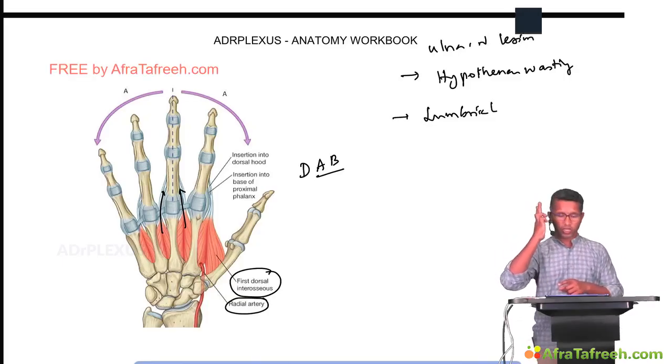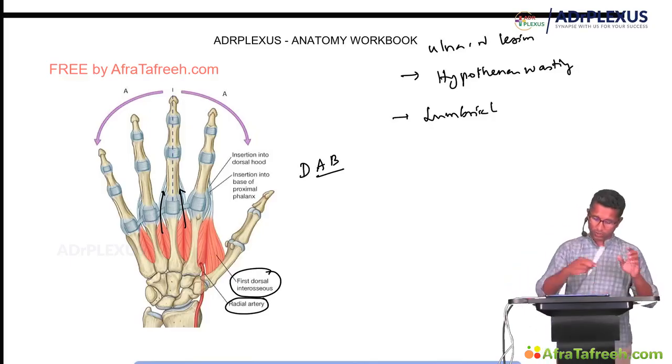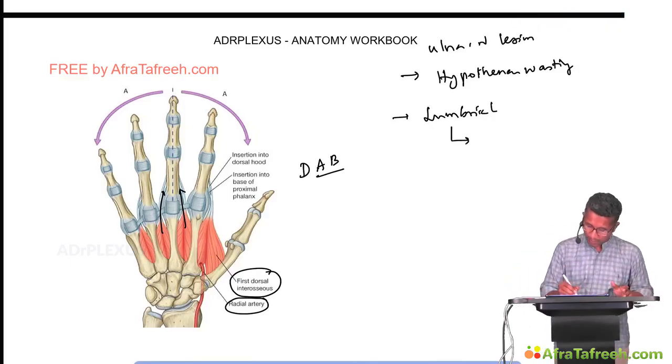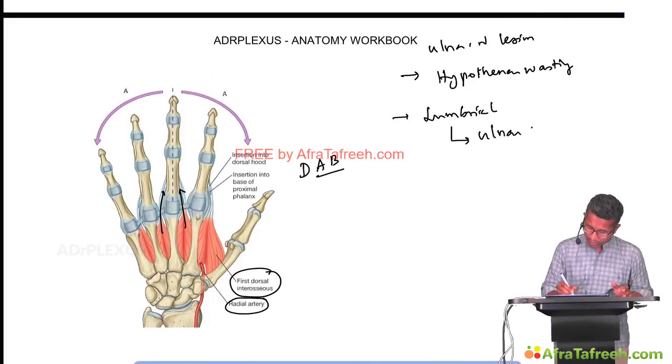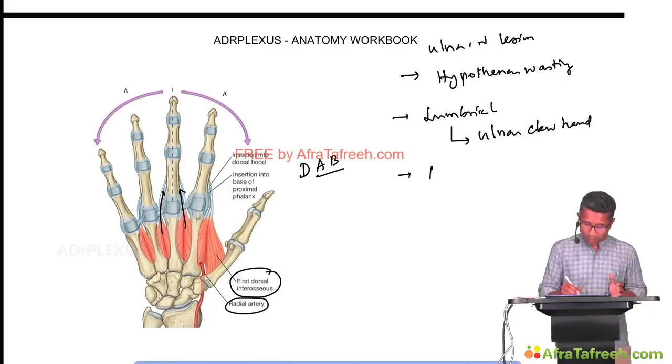This claw hand is called as what? This is called the ulnar claw hand. So when the lumbricals do not work, it results in ulnar claw hand. The next muscle which is not working here is the palmar interossei.